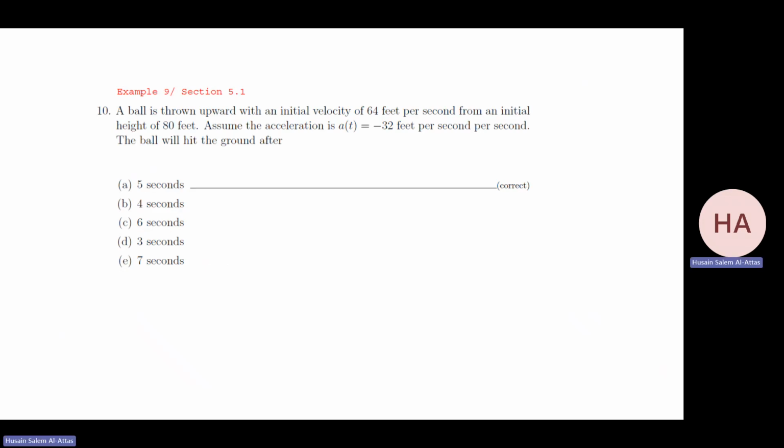About the initial velocity, that's the initial velocity. V at 0 equals 64. Initial height, S at 0 equal 80. The x is the acceleration. The ball will hit the ground after what?